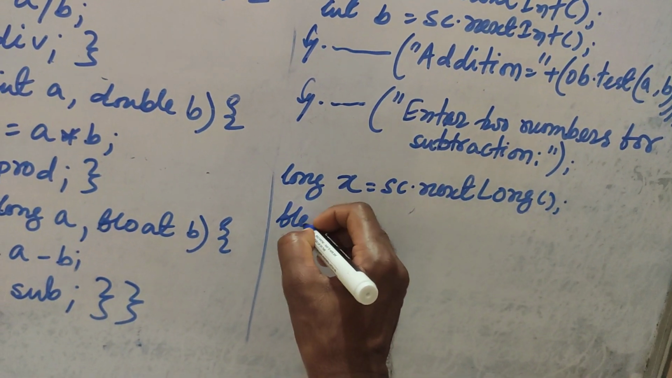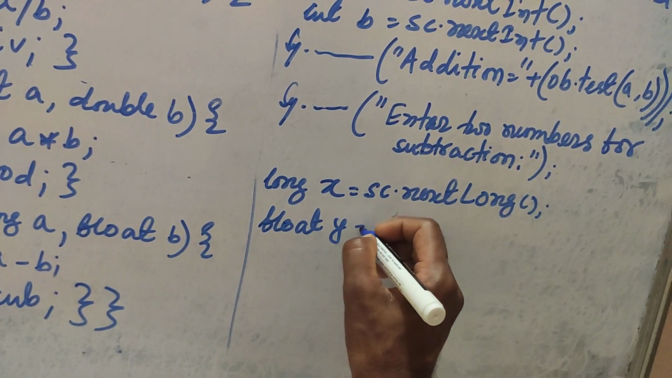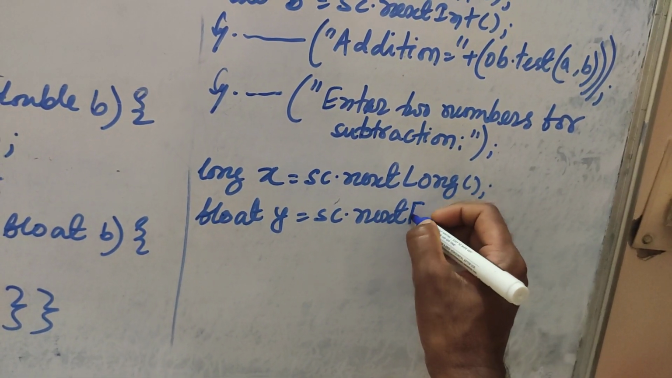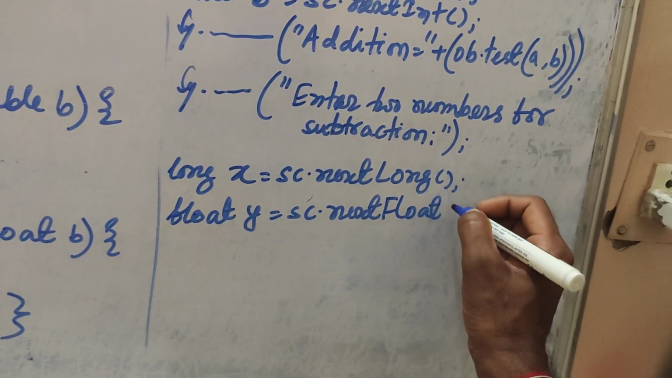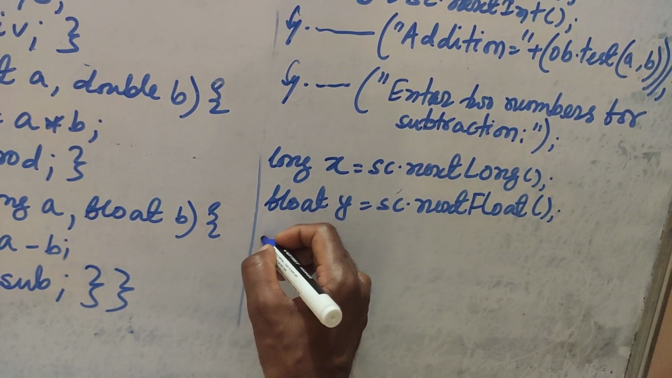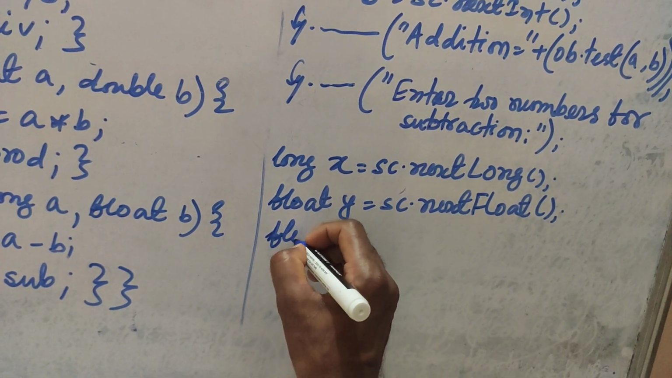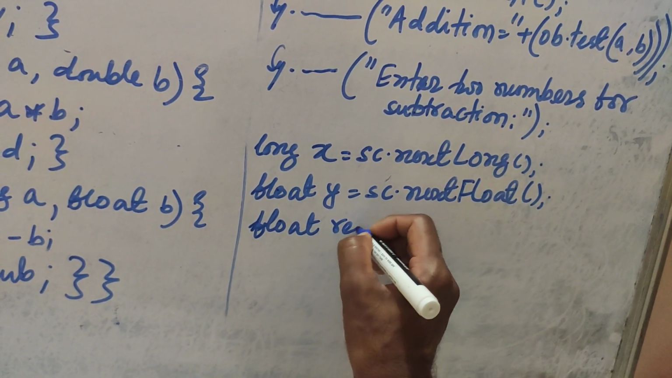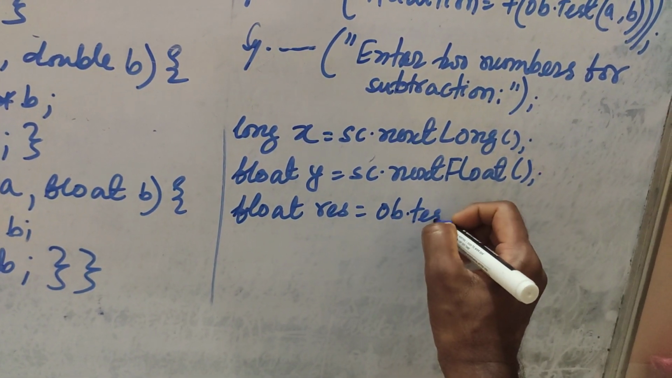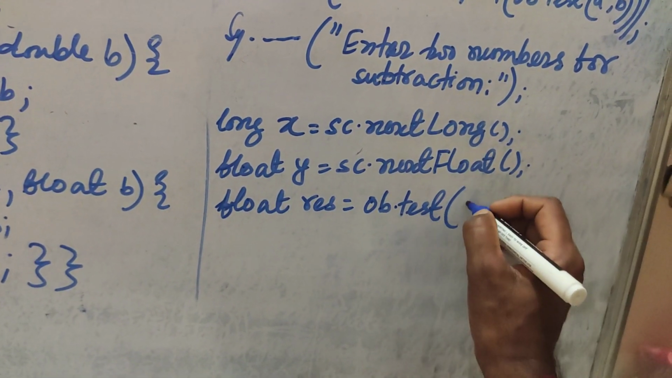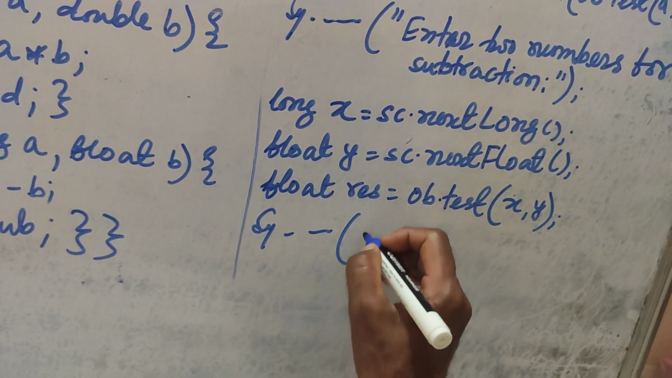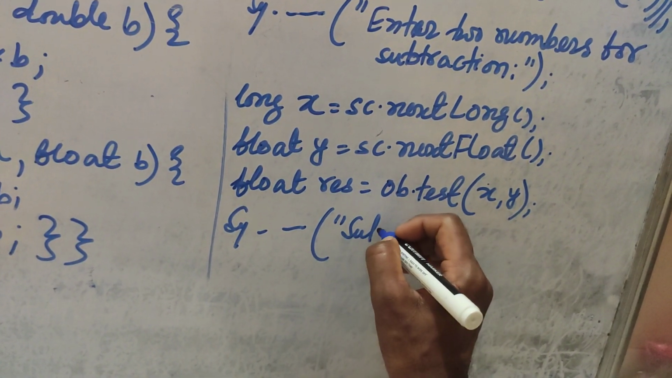Then float y equal to sc dot next float. Now I want to take it as the third variable, float result equal to ob dot test x comma y, and system dot out dot println subtraction.